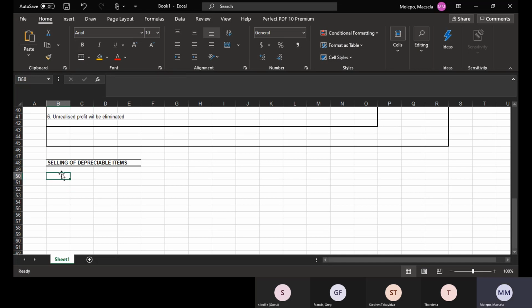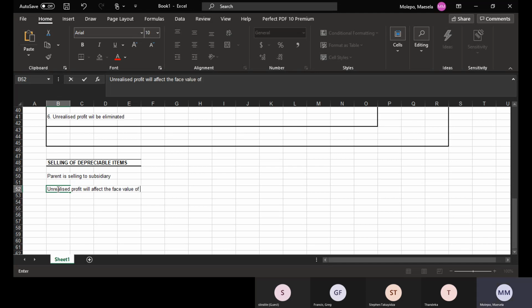So one, we have a situation where the parent is selling to the subsidiary and is selling the asset which is not depreciable. So now it will be, one, the unrealized profit will affect the face value of the SFP on that particular asset.